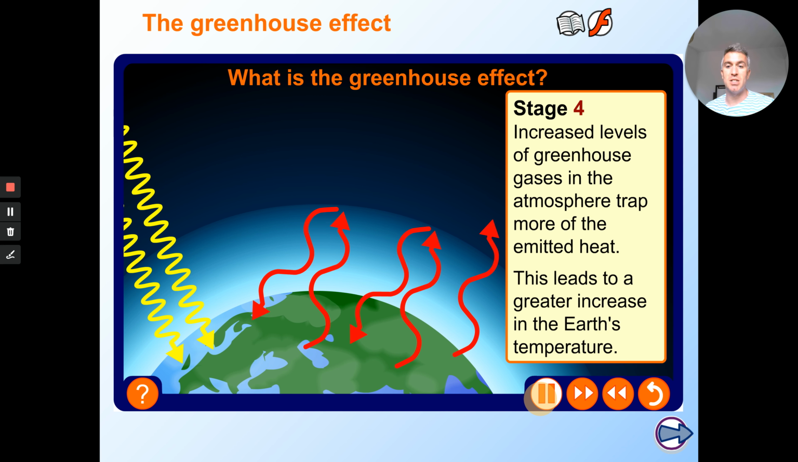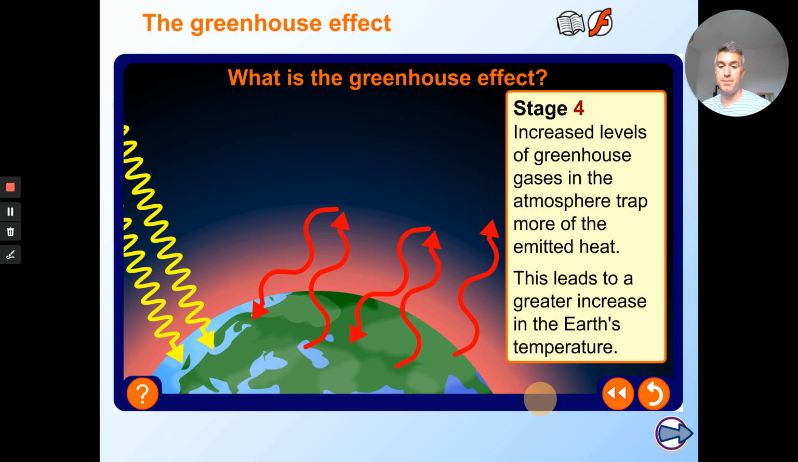Increased levels of greenhouse gases in the atmosphere means more heat is trapped. This leads to a greater increase in the Earth's temperature.